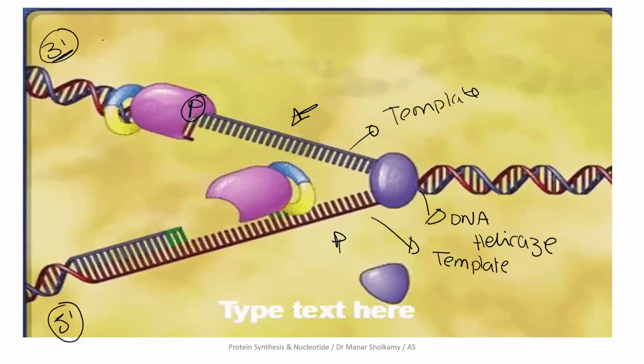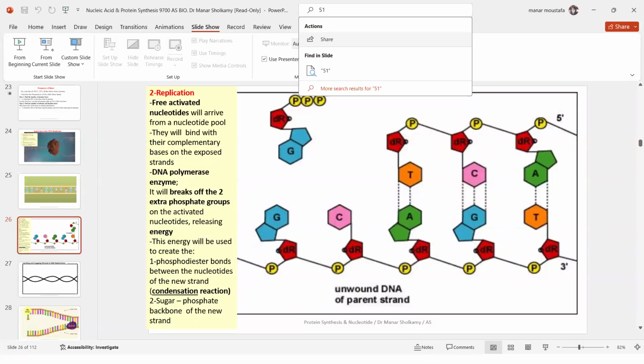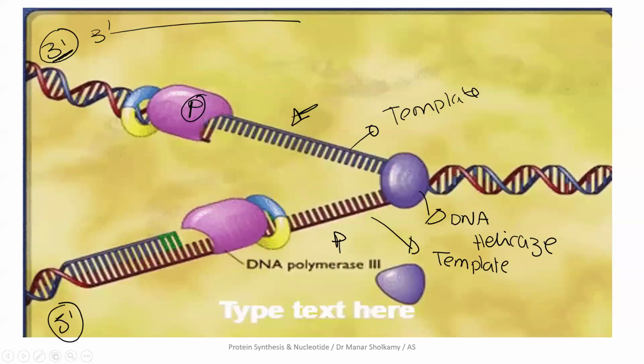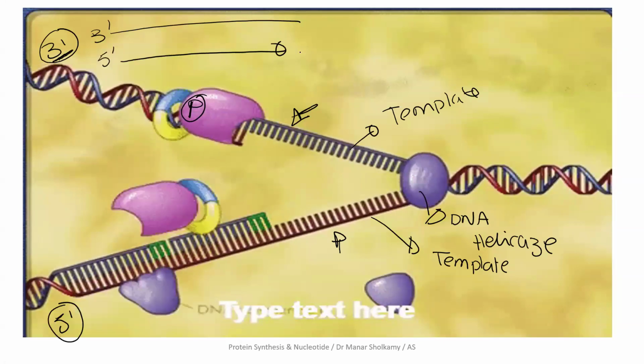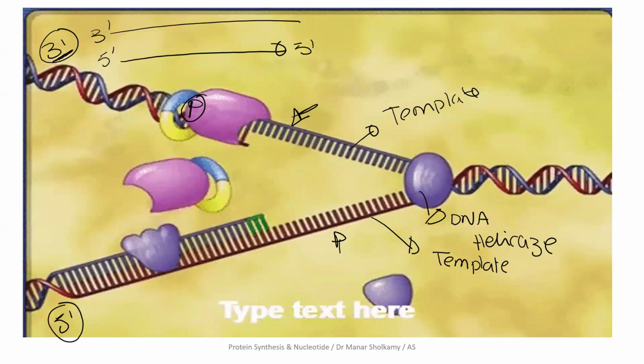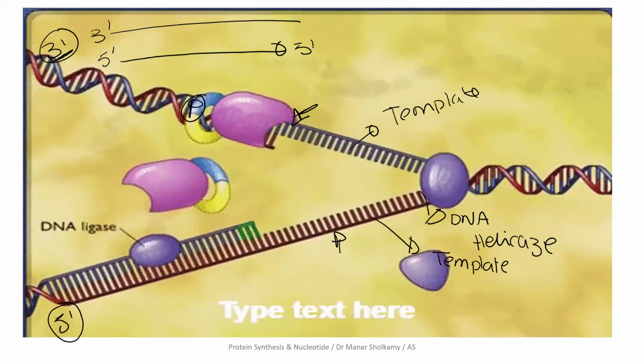This strand is from 3' to 5'. It will bind to it and create the opposite complementary strand, which is 5' to 3'. Are you all with me? Because the other strand is anti-parallel. It has to be pointing in the opposite direction. Are you all with me?